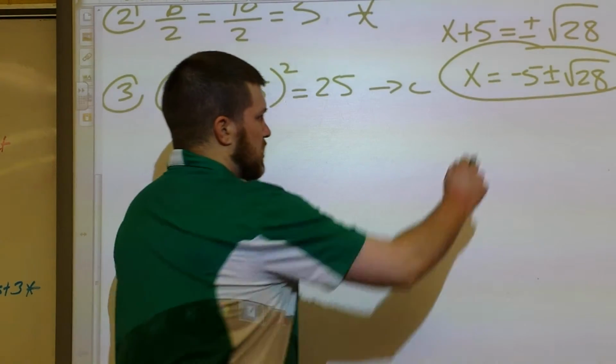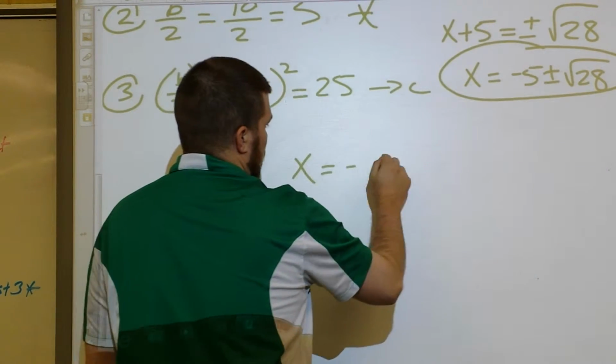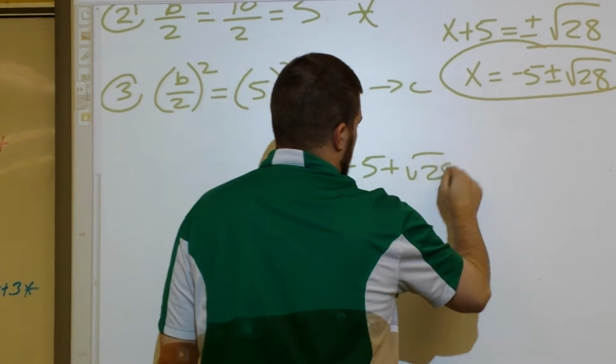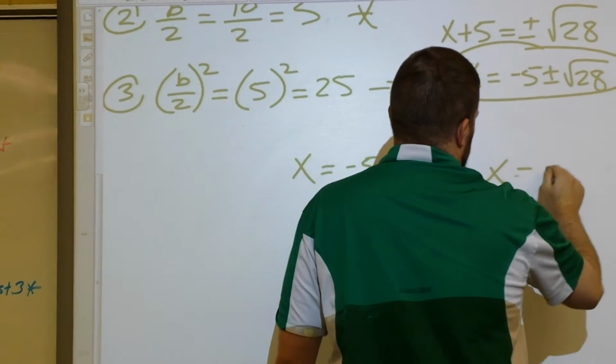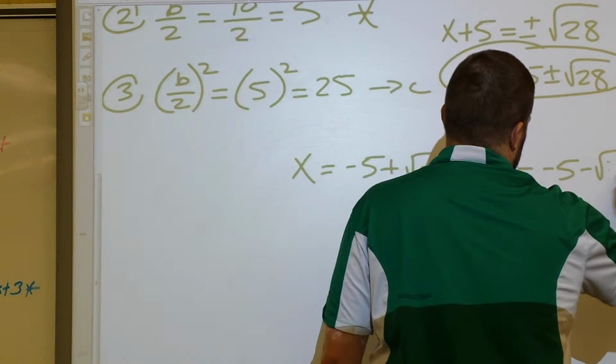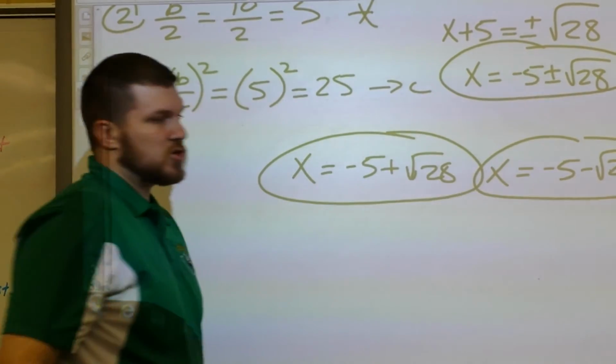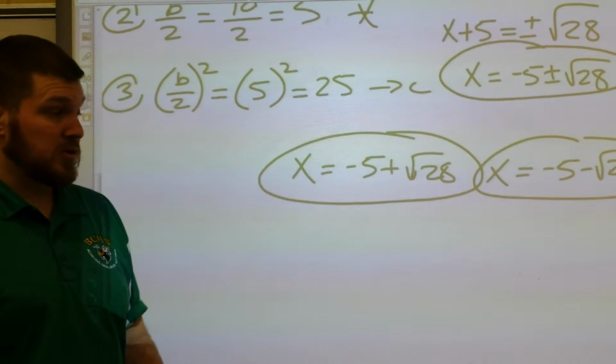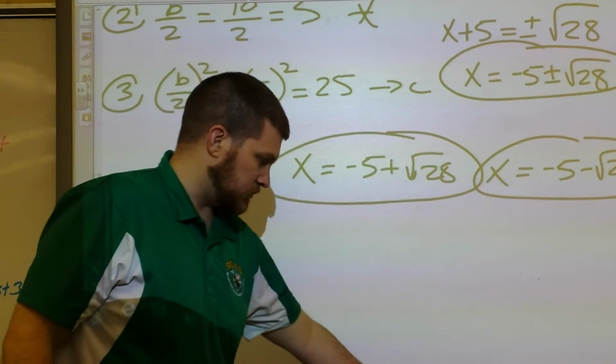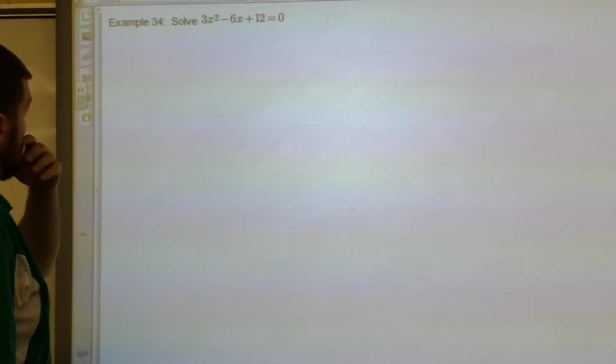Or you can keep going and split this up. So x equals negative 5 plus square root of 28, and x equals negative 5 minus square root of 28. So I have two answers. Of course, you can turn these into decimals if you want. I'm not going to. Let's do another example.